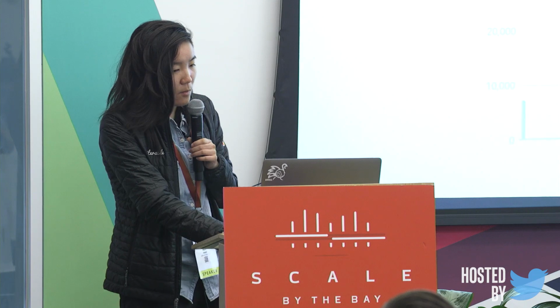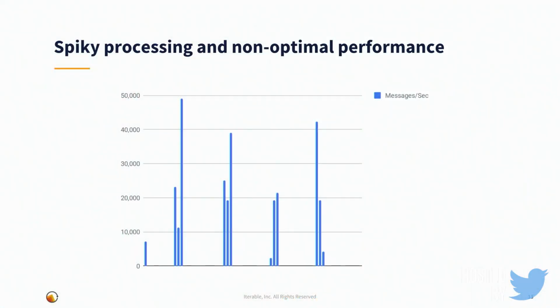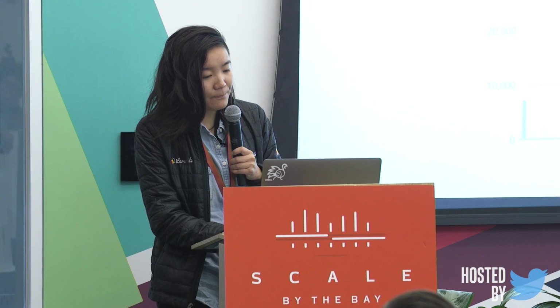So what we saw in production were performance metrics that looked like this. It was super spiky. In this graph, even though peak performance is about 50,000 messages per second, due to all these zeros down here, where we're doing zero work, on average we're only achieving about 1/10 of peak performance. And that's not what we want.